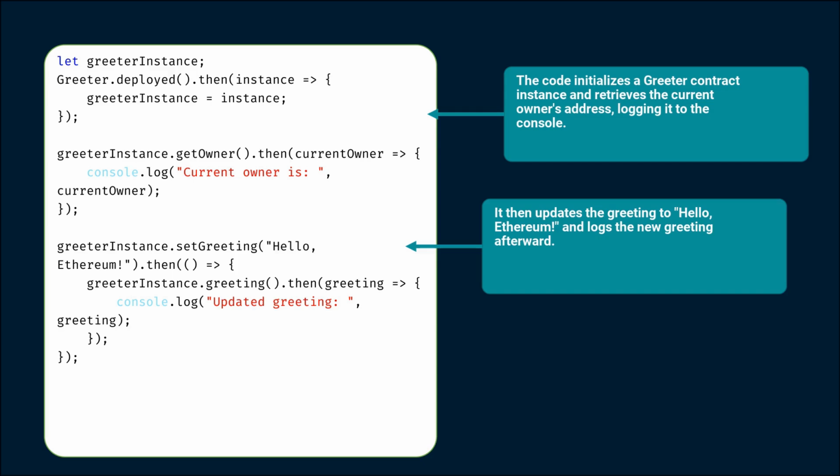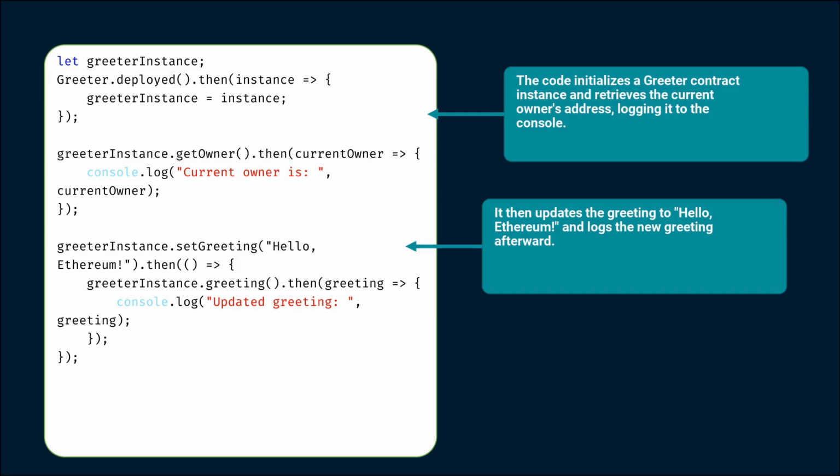Next, we want to check the current owner of the contract. This information is essential for ensuring that only the contract owner can make changes like updating the greeting. We invoke the getOwner function on our Greeter instance, which returns the owner's address, and we log it to the console for verification.